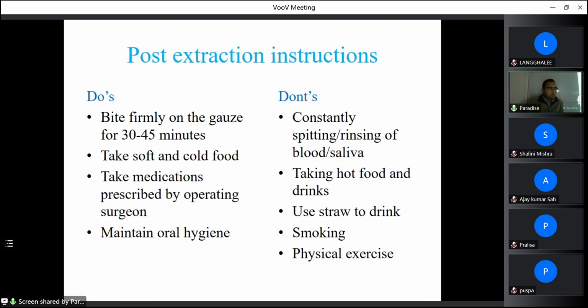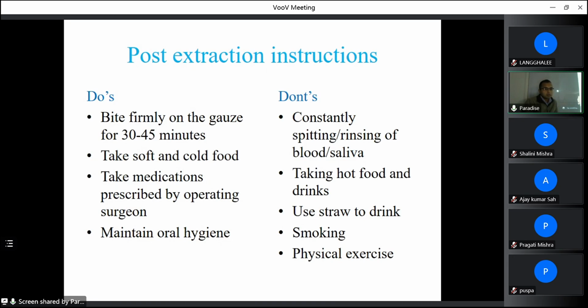Post-extraction instruction, very important. Bite firmly on the gauze for 30 to 45 minutes. Take only soft and cold food. Take medication prescribed by the operating surgeon, mostly antibiotics. Immediately after removing the gauze piece, you should prescribe ibuprofen or paracetamol. Okay, so the analgesics should be taken before the effect of anesthesia wears off.